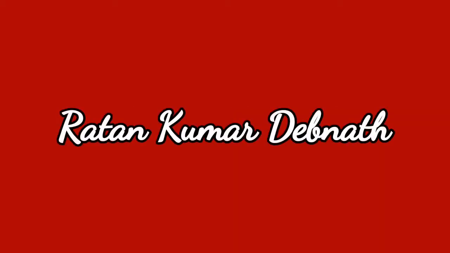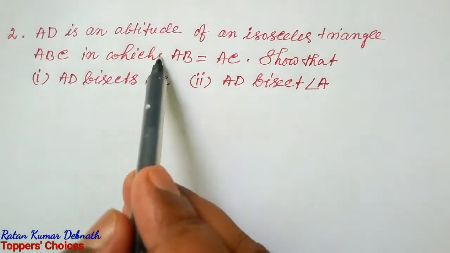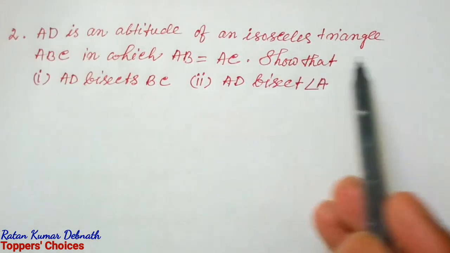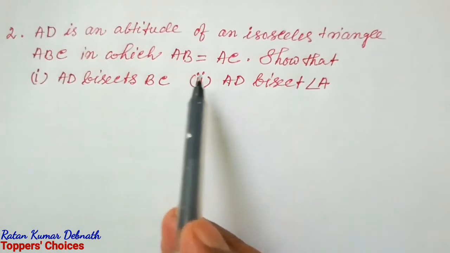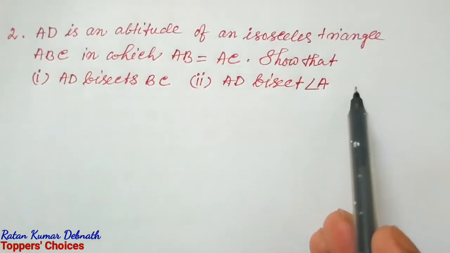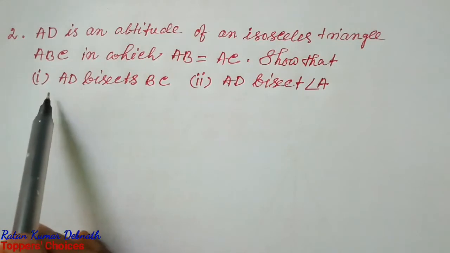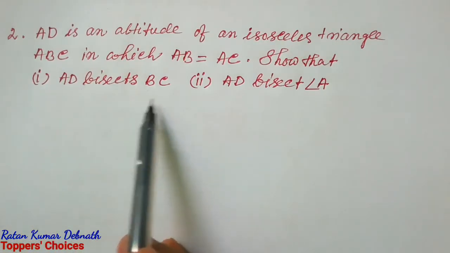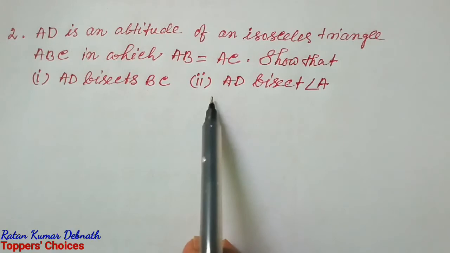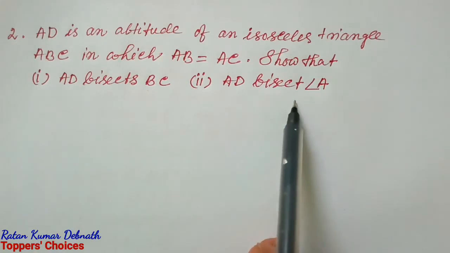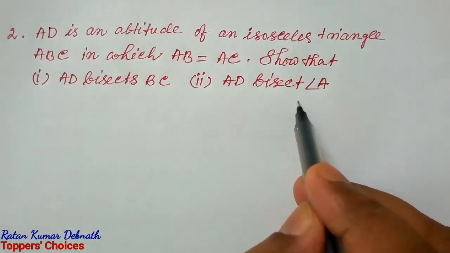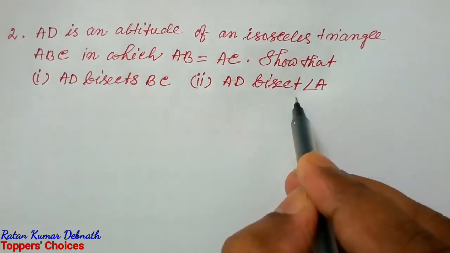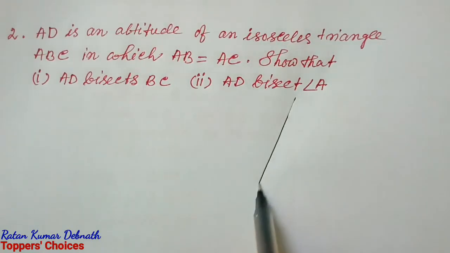Let's start solving question number 2. AD is an altitude of an isosceles triangle ABC in which AB equals AC. Show that number 1, AD bisects BC, and number 2, AD bisects angle A. Diagram is not given, so we have to draw the diagram first.